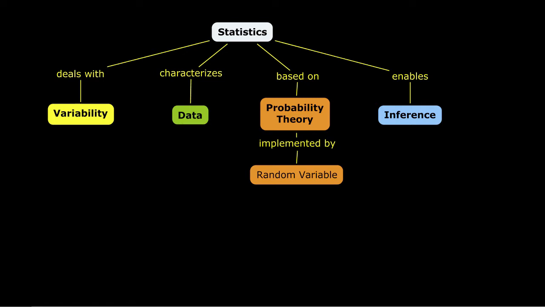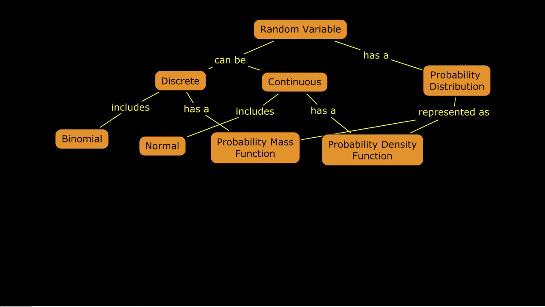On the screen, we have a concept map that shows how probability theory, which is usually the model that underlies most statistical operations, is generally implemented using a random variable or multiple random variables. This more detailed concept map introduces several important ideas that will affect how we work with binomial and normal random variables. You can see that a random variable can be either discrete or continuous. A binomial random variable is an example of a discrete random variable. It has a probability mass function that describes the probability that the random variable will take a specific integer value.